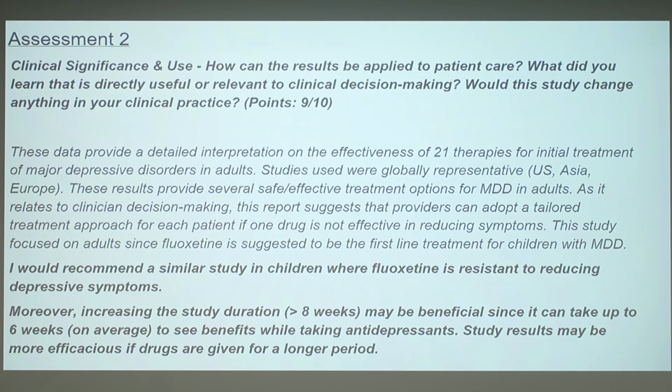I just added what I might do, how I might change the study. I might recommend a similar study in children with major depressive disorder. Fluoxetine is the mainstay drug that's found to be highly effective in children, but of course, not everybody responds the same way. So if children are not responding to fluoxetine, maybe doing a study with some of these drugs in children might help. Also increasing the duration of the study.